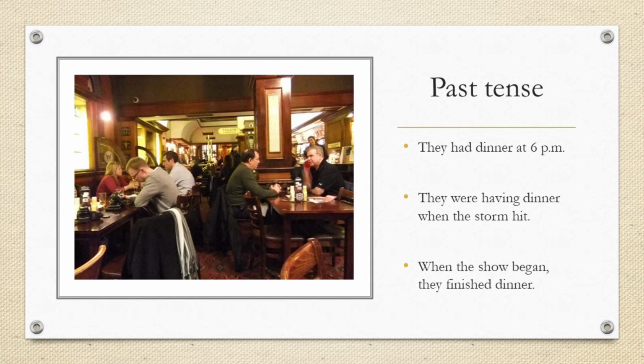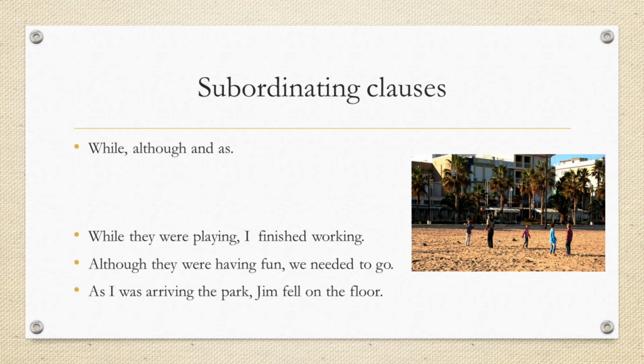And the last one is when the snow began, they finished dinner. And in this case, the action is done and they are not having dinner anymore when the snow began. So that's the difference because in the second one, they were having dinner when the storm hit. It means that the storm began and they were still having dinner. In the other sentence, the snow began to fall and they finished dinner. So it's just a way to understand when to use which structure.